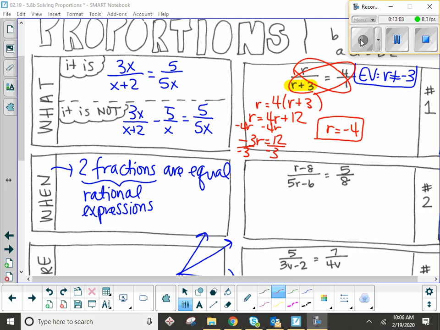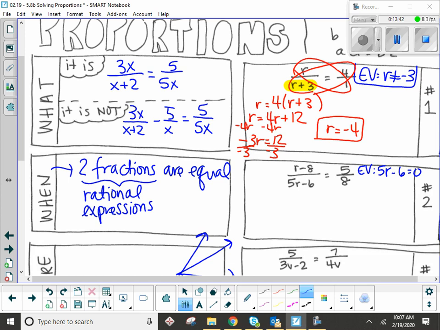I should have talked about the excluded value on this just to refresh your brain. So the excluded value, when we did this lesson Friday, which feels really like a long time ago, what we did was if there's no variable on the bottom, like with the 8, that's okay. There's no excluded value there because it will always be 8. It could never be 0, so it's safe. But this one, when there's a variable in the bottom, that's the one we have to check out. And what we did Friday was set it equal to 0 and then solve it. So you would just solve it like a regular little equation.